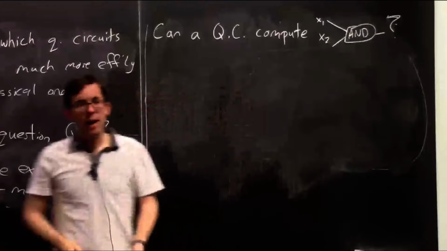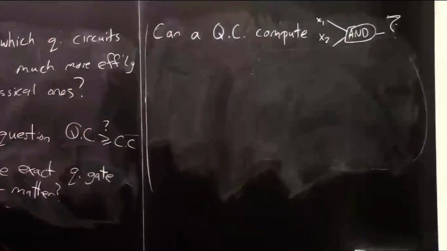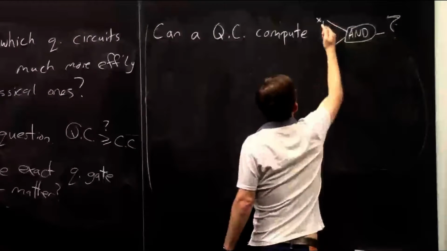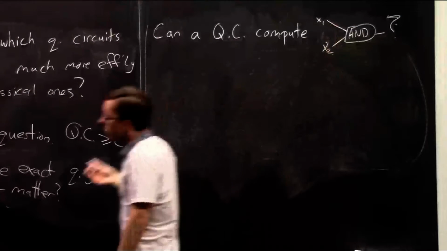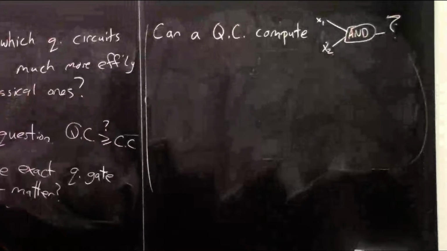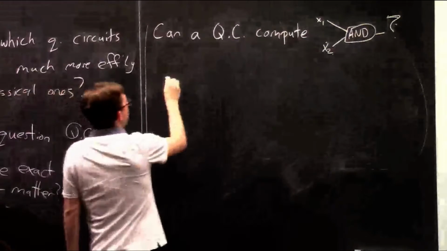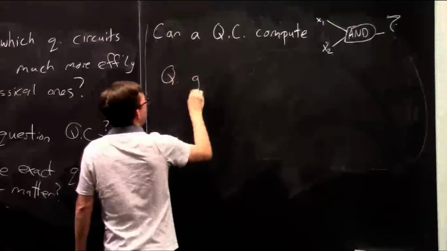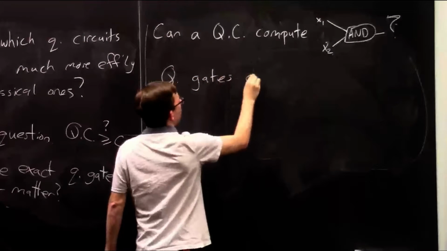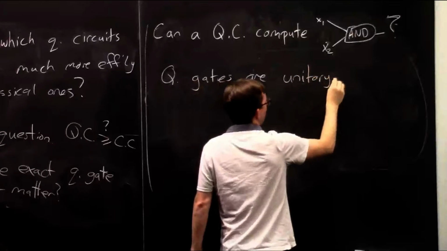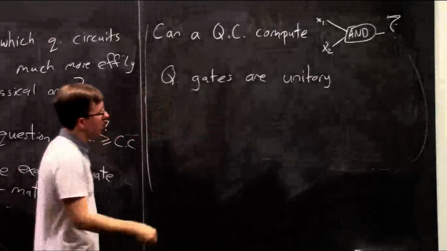Okay, and why is that? In fact, why can a quantum computer not do that literally directly? Well, okay, what are the things that a quantum computer can do? What are the allowable gates in a quantum computer? We know that all these gates are unitary. They're all unitary transformations. Unitary matrices. And to remind you, what is that?